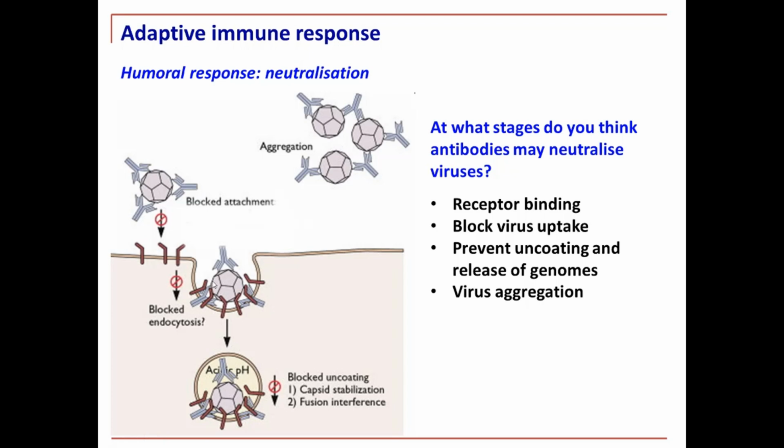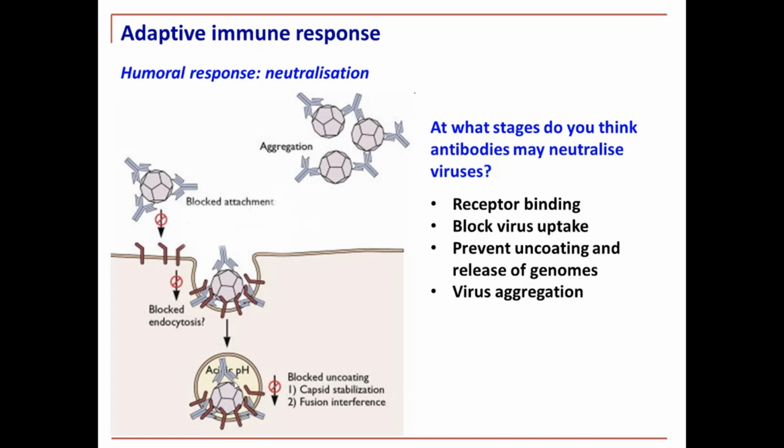Even if it gets taken up into the cell, you can prevent it from being uncoated and the release of its genome, whether that genome is DNA or RNA, doesn't really matter too much, but it needs to fall apart. The protein layer needs to be removed, or the membrane layer needs to be removed, so you can start to block it. You can do that by stabilizing the capsid, and the capsid is the protein layer that surrounds the nucleic acid as a general rule. Or you can prevent fusion.